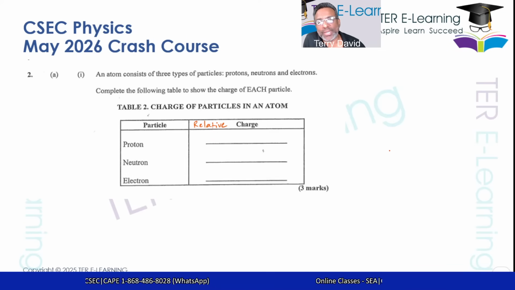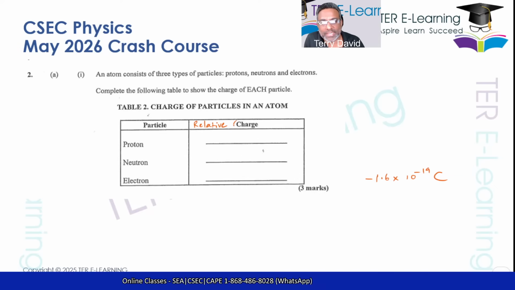Because if I ask you for the charge of an electron, the charge of an electron is negative 1.6 by 10 to the minus 19 coulombs. That's the charge on an electron. So don't come in the exam and tell me to write charge. You need to tell me relative charge. Okay? So the relative charge is going to be negative 1. A neutron has no charge. A proton has a +1 charge. Okay? Easy, free marks here in the exam.